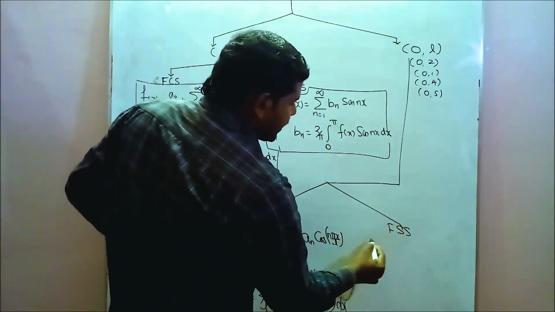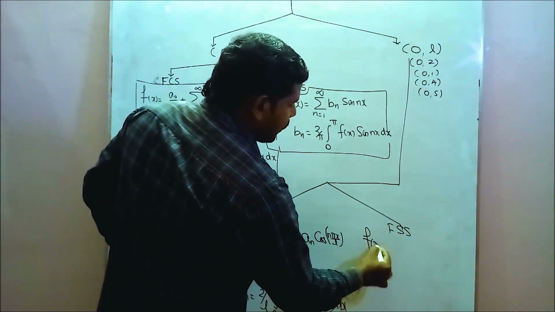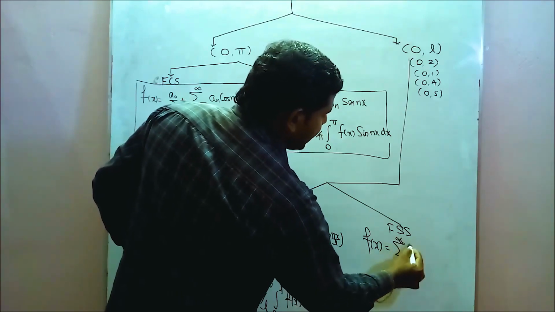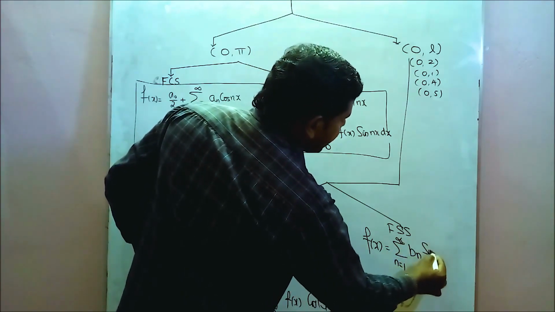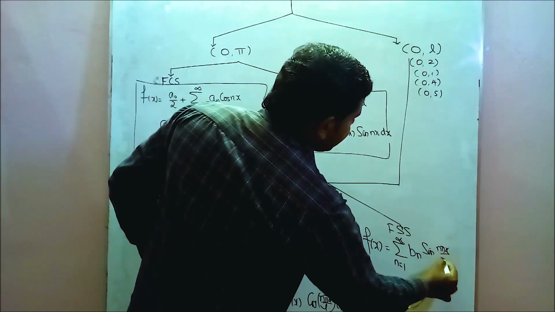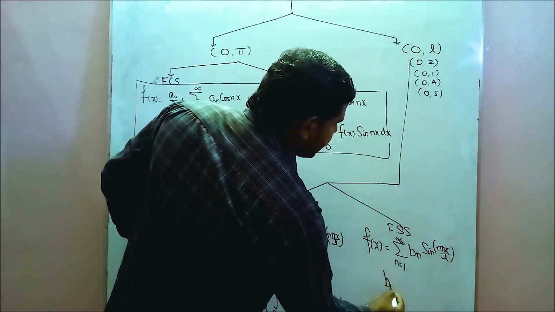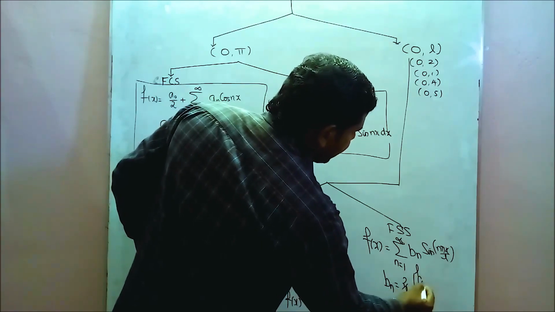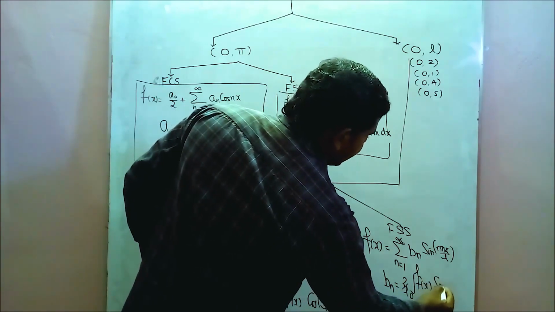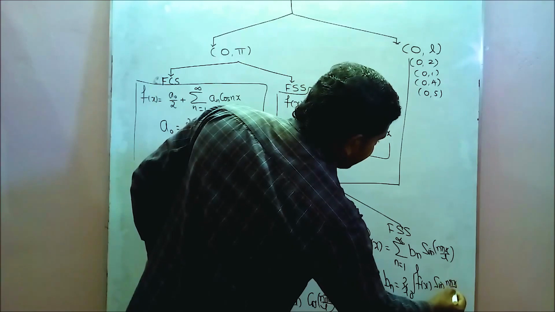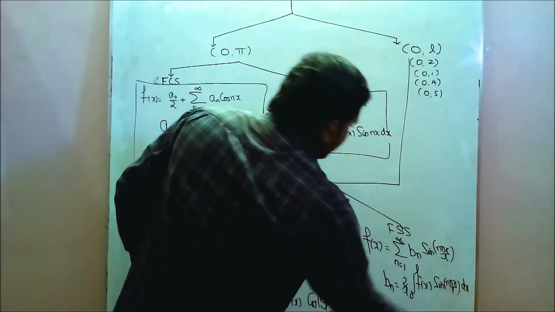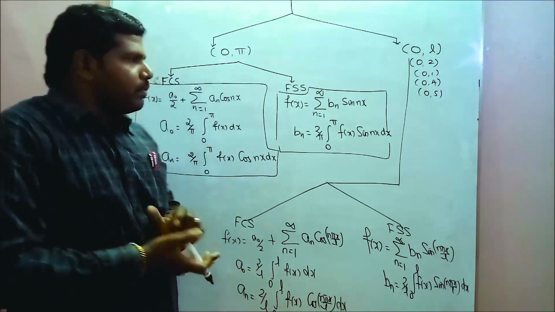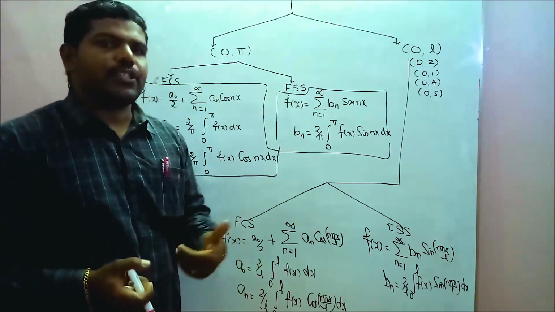Similarly, for the Fourier sine series, f of x equals sigma n equals 1 to infinity bn sin n pi x by L. And bn is 2 by L integral 0 to L f of x sin n pi x by L dx. If you know the formulas, you can get very good marks in this section in the easiest way.